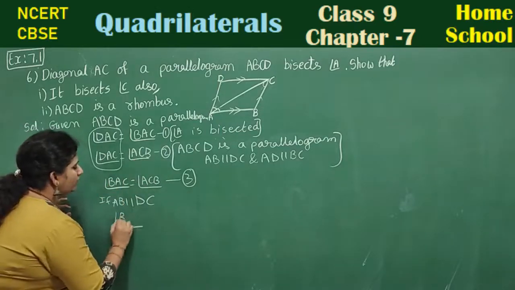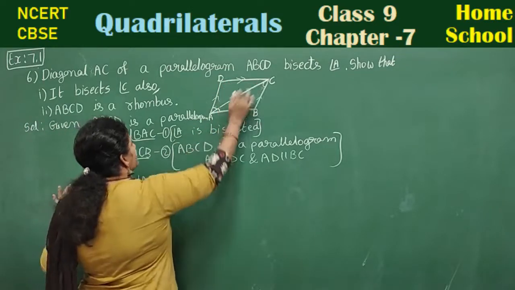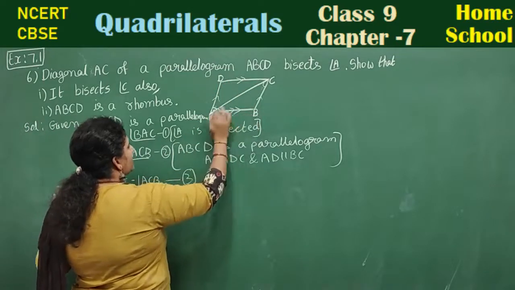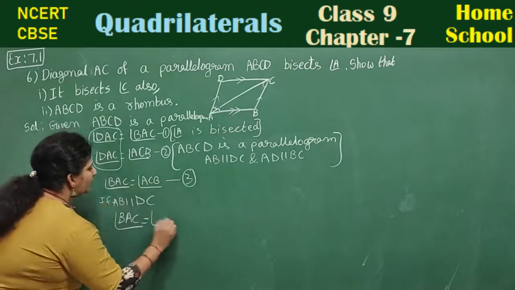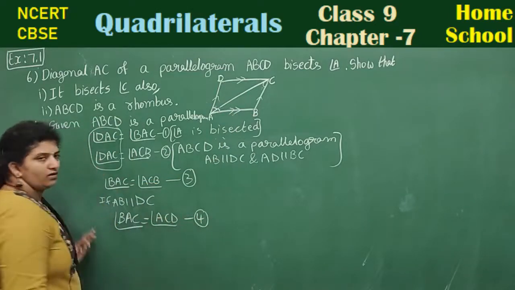Now write down angle BAC. Look here, these two are parallel, which means these two angles are equal. That is, angle BAC is equal to angle ACD. Mark this as 4. Okay.